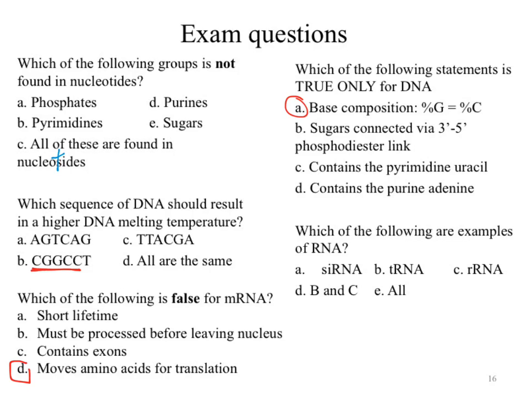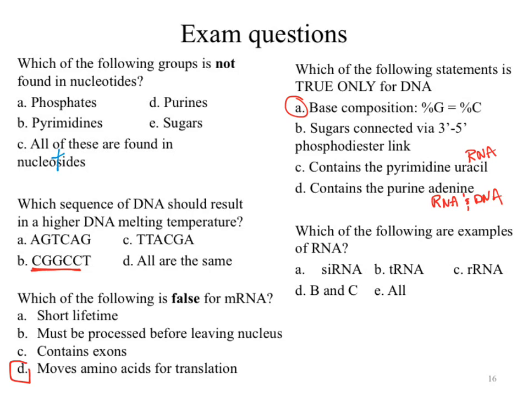We still have our sugars connected 3' and 5'. They're definitely through that same phosphodiester. The pyrimidine uracil shows up in just our RNA. And then adenine shows up in RNA and DNA. Okay. And so what the question was asking is true only for DNA. That's only going to be A.